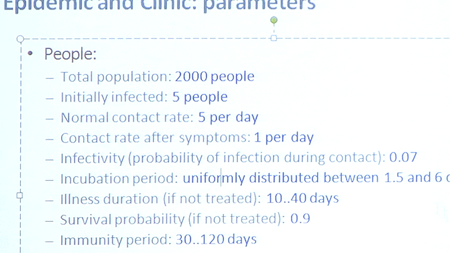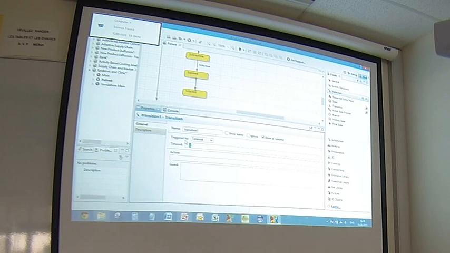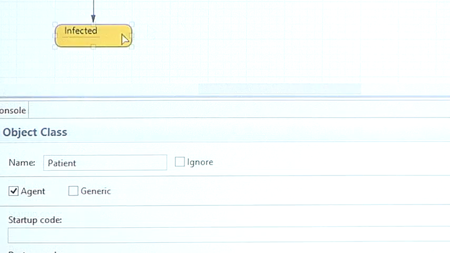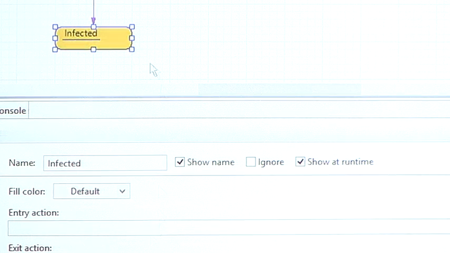From exposed to infected is the incubation period. The duration of the incubation period is, according to our problem definition, uniformly distributed between 1.5 and 6 days. So this is a timeout, uniform, 1.5 to 6. And then you are infected.